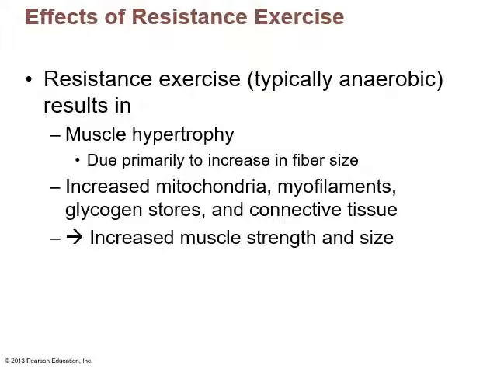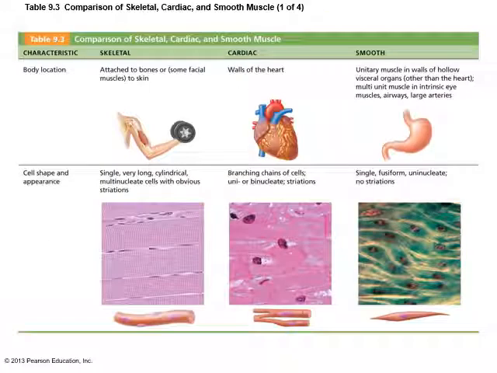More myofilaments, greater glycogen stores. Glycogen is our storage molecule for glucose, and the connective tissue in between the muscle fibers becomes more extensive and helps the muscle to be stronger and prevent injury. And so all this leads to increased muscle strength and size.